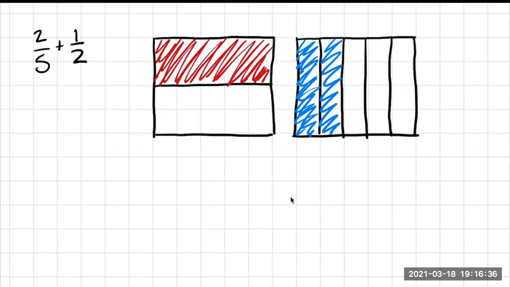Okay, so now we're going to decompose our fractions. So we want to break 1/2 into how many pieces? We want to decompose 1/2 into 5 parts. And then we want to decompose our fifths into 2 parts.